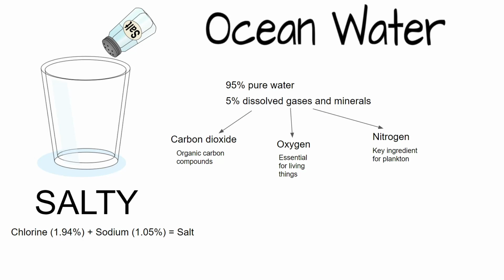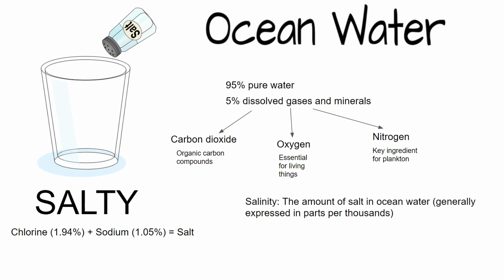The amount of salt in ocean water is called salinity. The salinity of ocean water is generally expressed in parts per thousand. Salinity can vary depending on the location and season. Enclosed seas, such as the Dead Sea and the Caribbean, have a higher salt content, ranging from 37 to 42 parts per thousand. Coastal areas near large rivers, such as the Amazon or the Mississippi, have a low salt content of less than 33 parts per thousand.